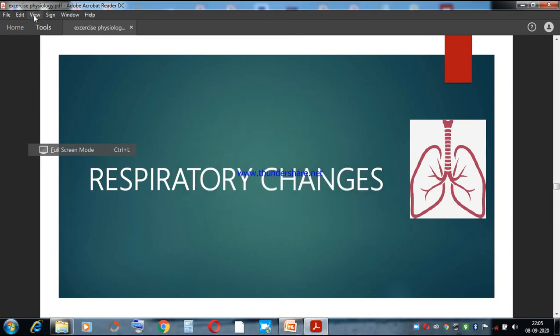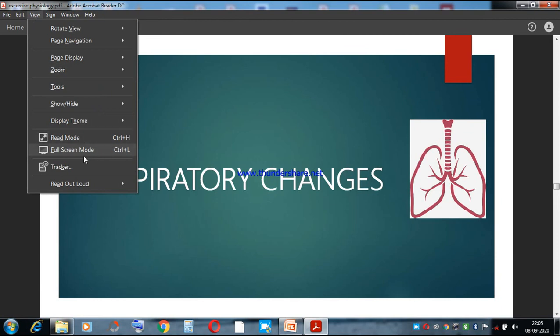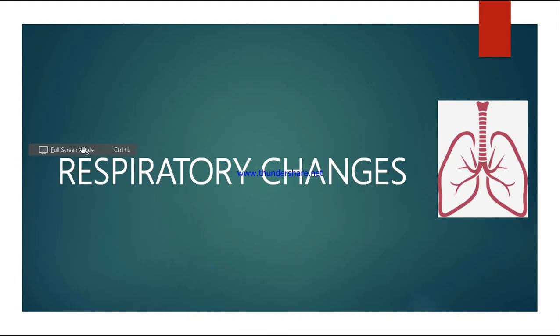Now today we are going to study about the respiratory changes that occur during exercise. What are the adaptations that the body tries to maintain the equilibrium by changing some of the parameters in our respiratory system so as to meet the demand of high metabolism of exercise.